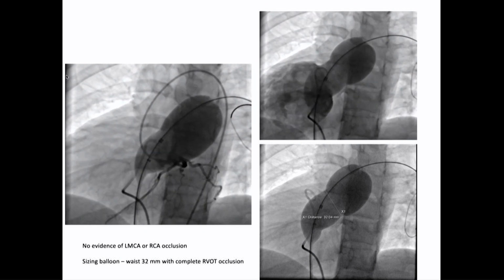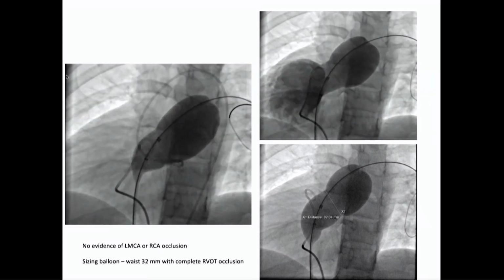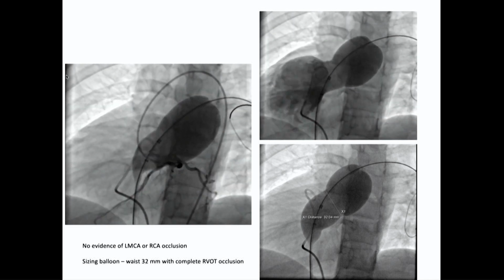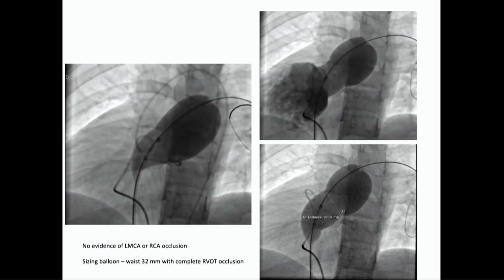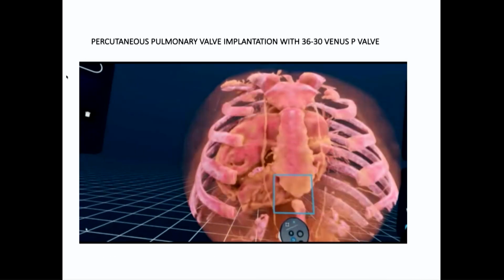Here we have balloon interrogated the RVOT, and we can see that the narrowest portion is measuring 32 millimeters with the balloon, and also we can see that the coronaries are not being compressed when we are balloon interrogating the RVOT.